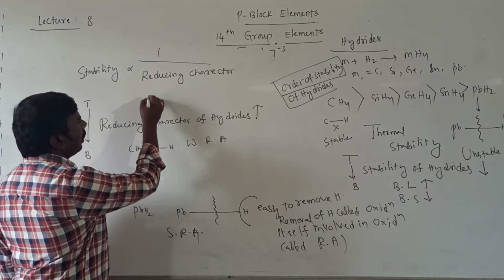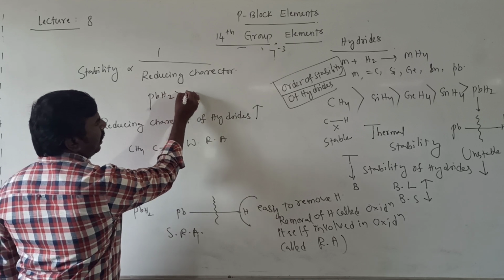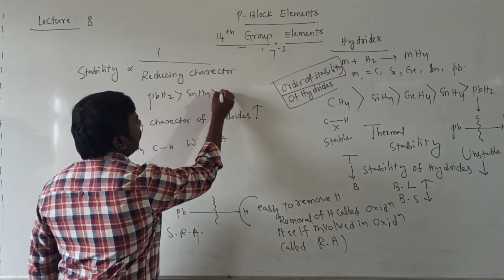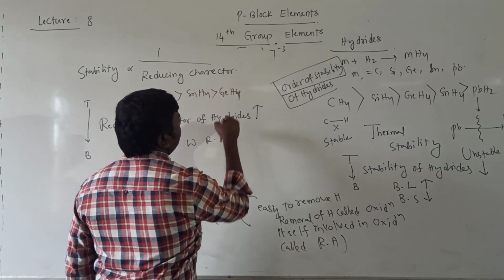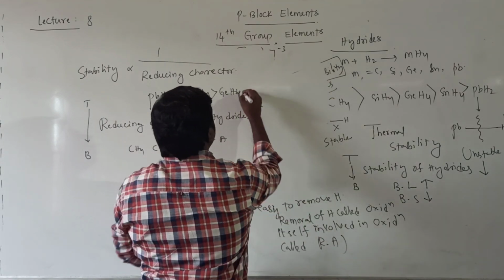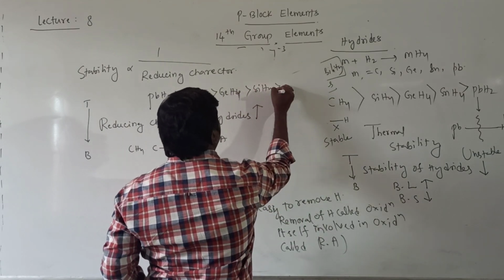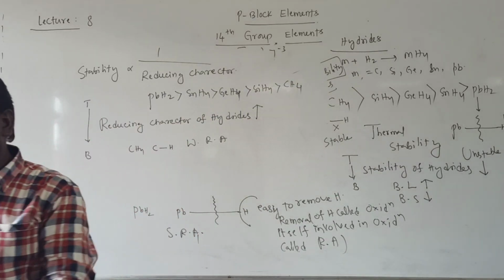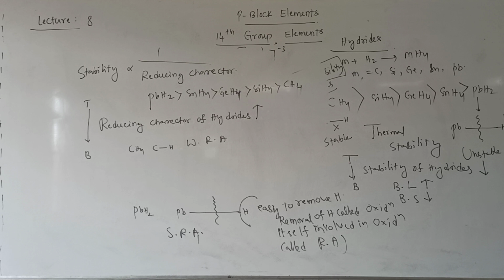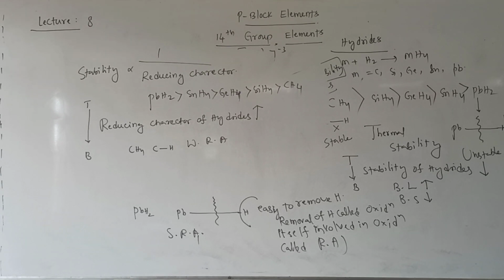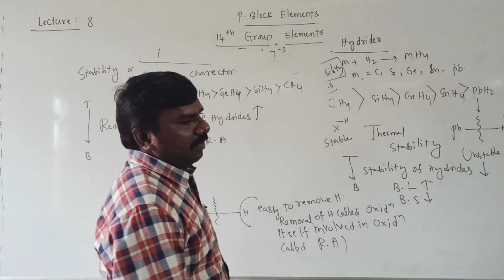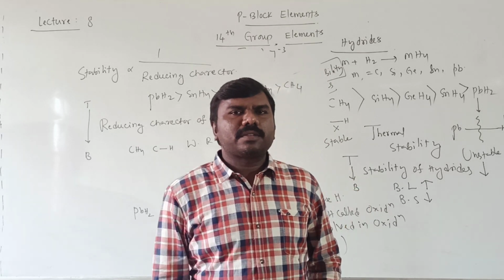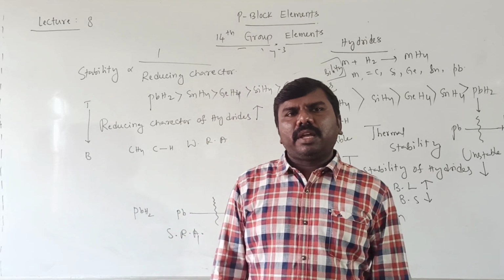The order of reducing character will be PbH2 greater than SnH4 greater than GeH4 greater than SiH4 greater than CH4. Very, very important. Okay, students, with this we have completed the chemical properties of 14 group elements. We will continue in the next video.